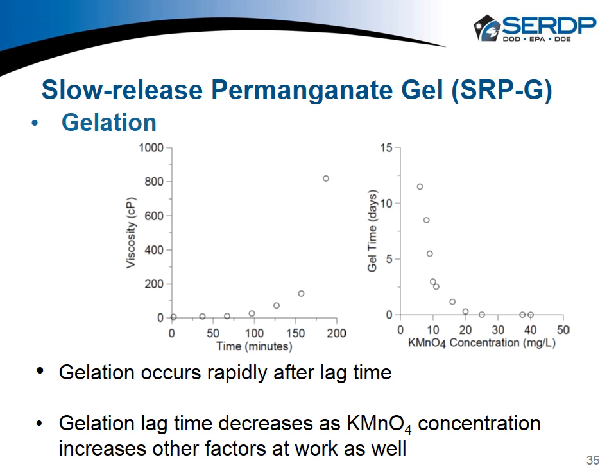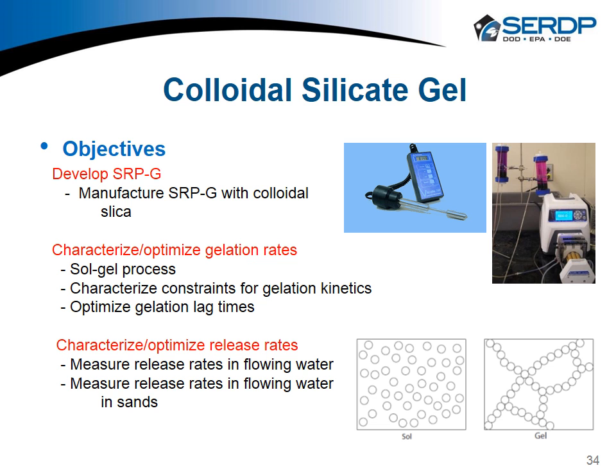And then we also tested the release characteristics of the colloidal silica permanganate gels, both in a column test, just in flowing water, and also in a column filled with sand to see how it moves through the pores in sand, and also how it gelates and releases in sand.